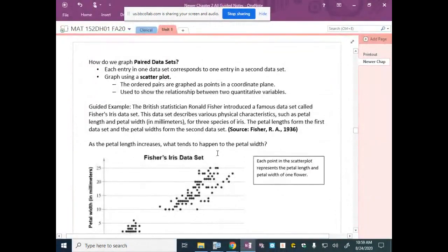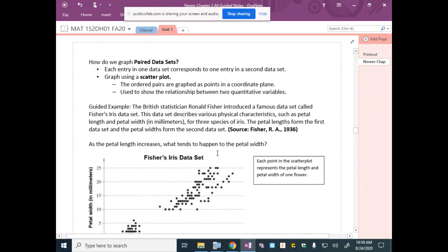So paired data sets. Now, this is just a very brief introduction to them. We're actually not going to be dealing with paired data, especially scatter plots, until the tail end of the course. Data are graphed in a scatter plot. They're plotted in a coordinate plane.